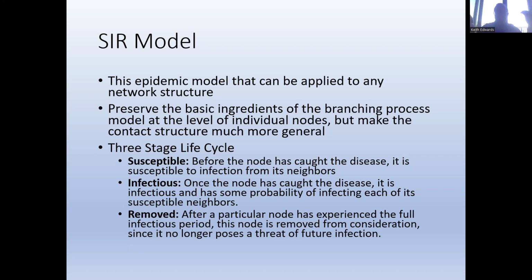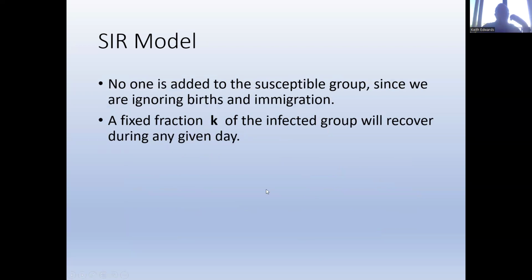There are some diseases where you can catch it once and then you get immunity to it. So no one gets added to the susceptible group here because we're ignoring births, immigration into a particular country or particular social network, and we're ignoring the possibility of reinfection in the base SIR model. And so we also have a fixed fraction K of the infected group that will recover during a given day.